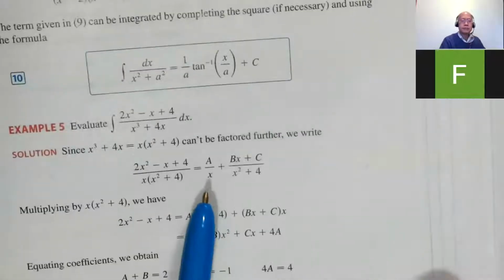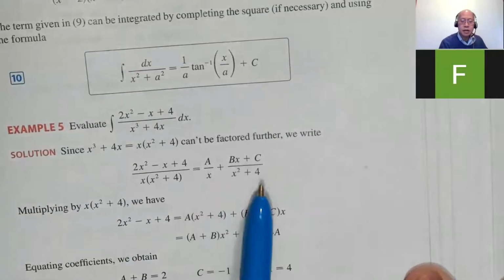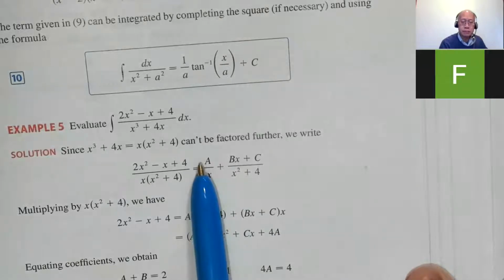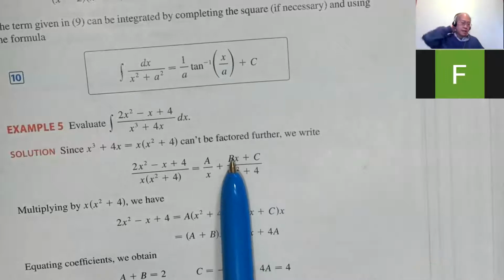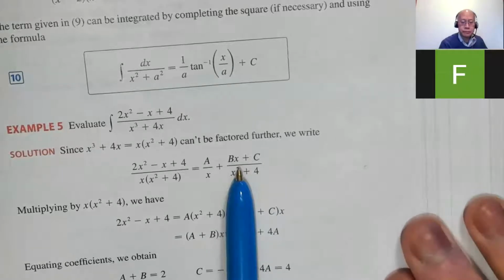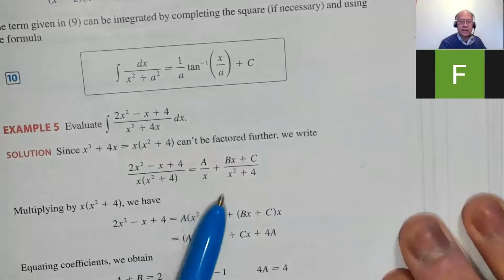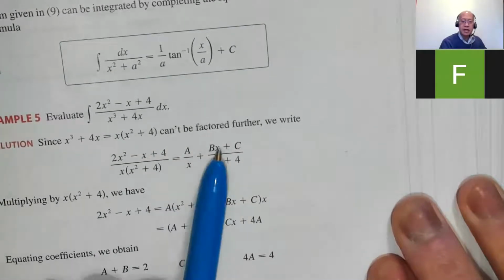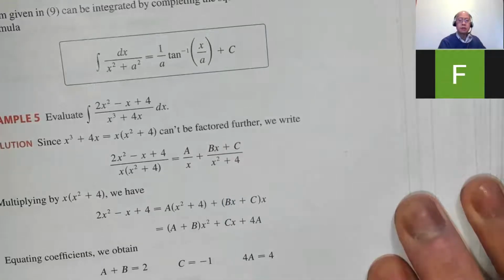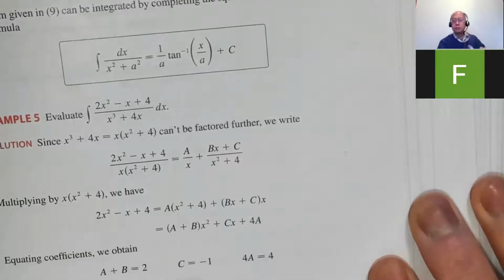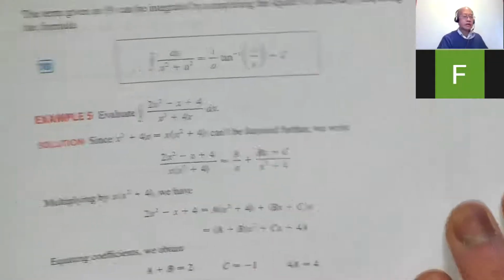So look at what they do. Break it up into x and x squared plus 4. X gets an A on top. Look at what happens over here. X squared plus 4 gets a bx plus c on top. Okay, and then, yeah, they go through all of this stuff. It gets lengthy, but there you go. That's an ln. This is going to be one of your inverse tangent ones. Okay. All right, so that's what happens if I have an irreducible quadratic.